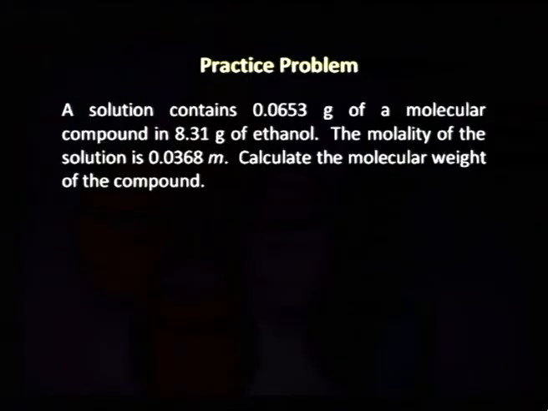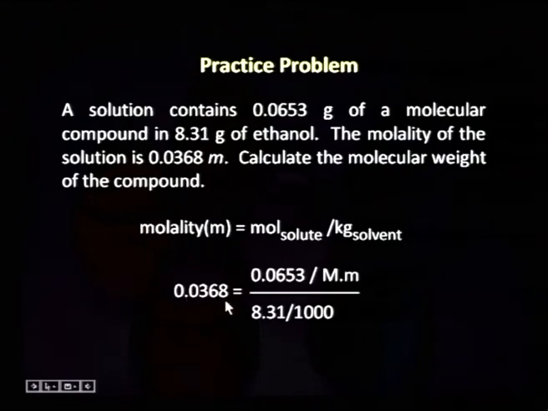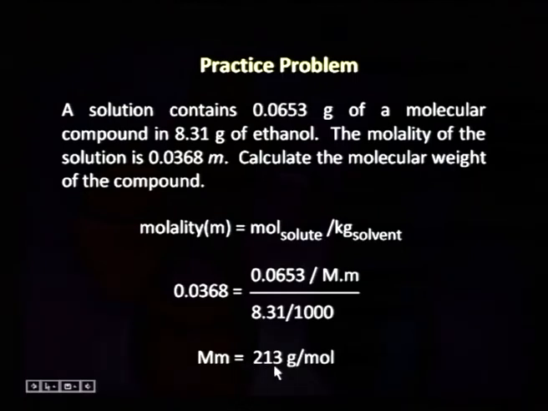Now, let us take a practice problem. A solution contains 0.0653 grams of a molecular compound in 8.31 grams of ethanol. The molality of the solution is 0.0368 molal. Calculate the molecular weight of the compound. Now, use the equation molality is equal to moles of solute upon kg of solvent. Molality of the solution is 0.0368, which will be equal to moles of solute, that is 0.0653 upon molecular mass divided by kg of solvent, which is equal to 8.31 divided by 1000. Putting all the values, you will get molecular mass equal to 213 grams per mole.